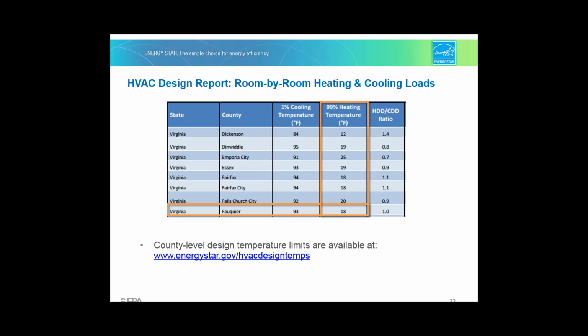So this table can be found at energystar.gov/HVAC design temps, the link that's on this page. And in addition, starting with revision 8, if a designer wants to use anything outside of these temperature limits, they'll make that request to us directly rather than to the rater. And that should help reduce some of the friction that raters are experiencing today with regard to design temperature selection.